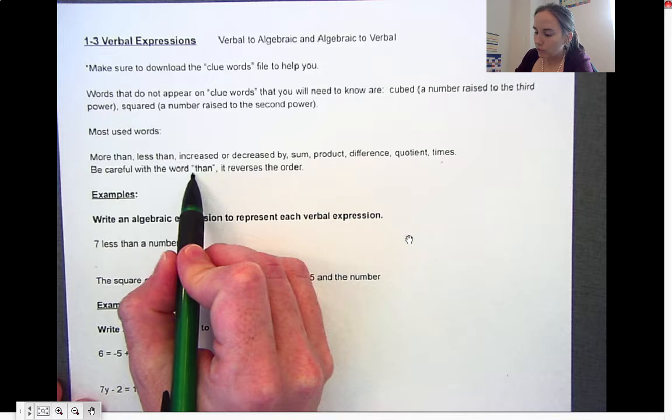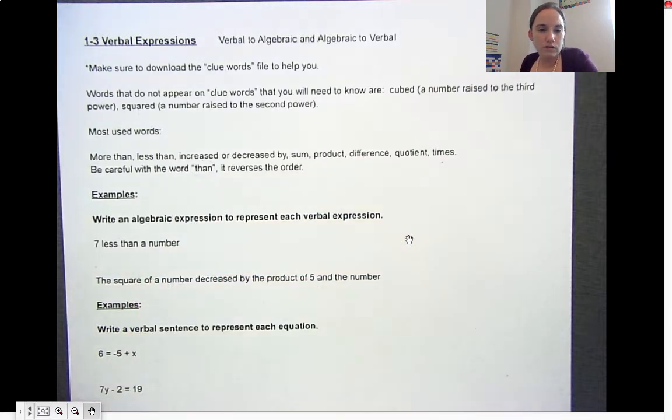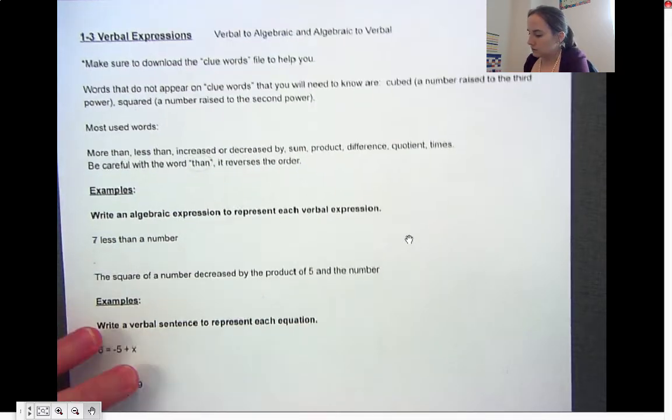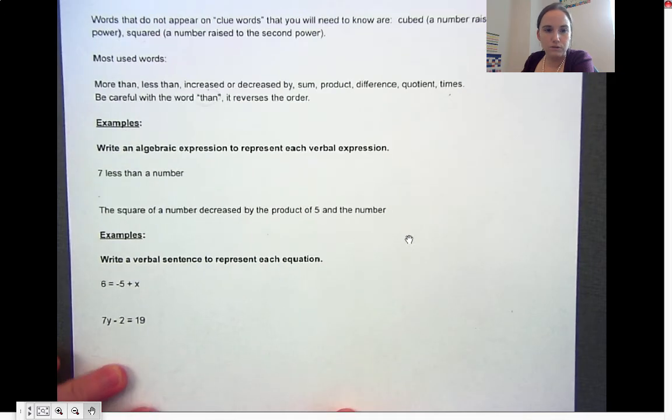And be careful with the word than. When you see the word than, it's going to reverse the order. So if you're reading and it says 3 more than 2, you should write 2 plus 3. Okay, so let's get down here to some examples.